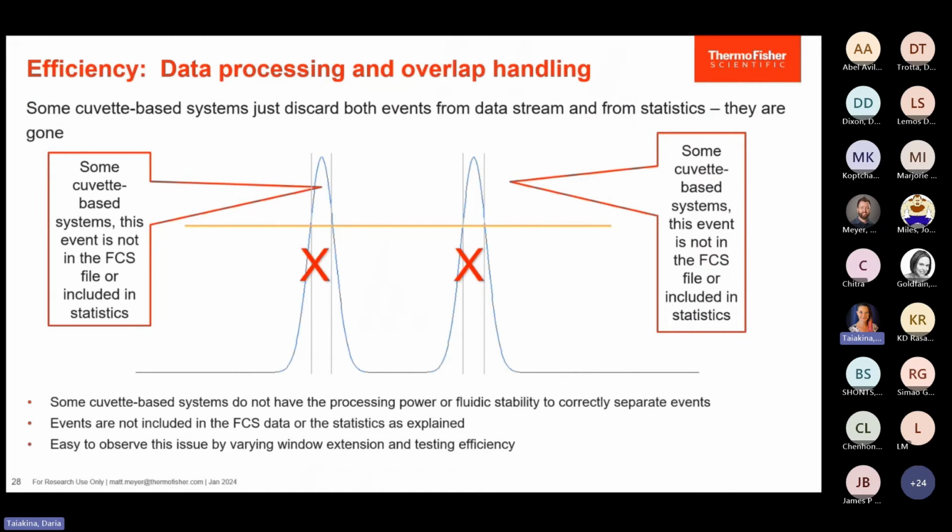Some systems on the market process overlapped events differently. In this example, two pulses are shown to represent the forward scatter PMT signal as the cell passes through the interrogation point, and some systems will just discard these events. They won't include them in the FCS or the sorting statistics. This can be changed in settings, such as varying the window extension, which is how much additional time the sorter processes the event. These are typically microseconds, so if you have a larger window extension, you can take longer to process.